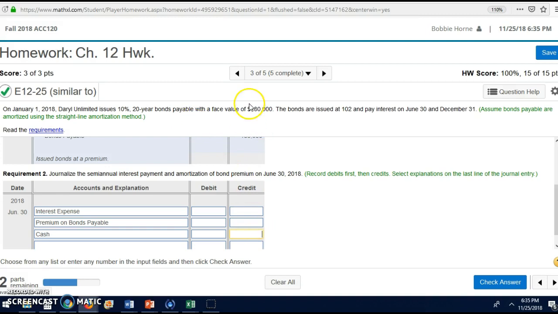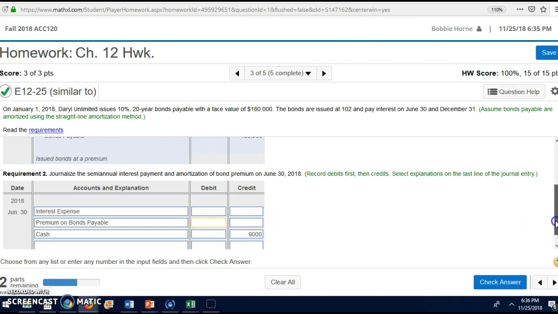We do principal times rate times time. So 180,000 is the face value. Always use the face value to calculate the interest payment. Times 0.10 times 6 out of 12. So the cash is going to be 9,000.